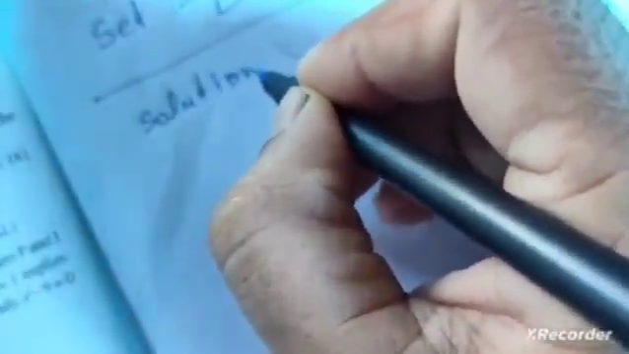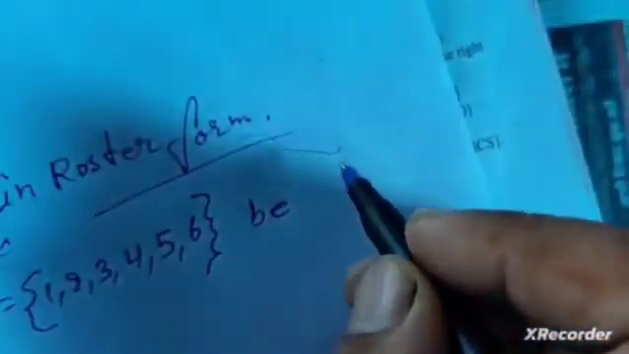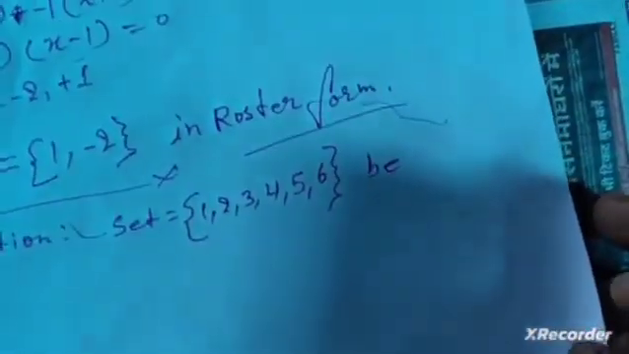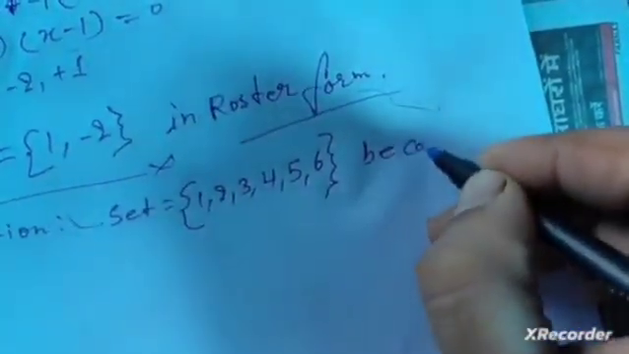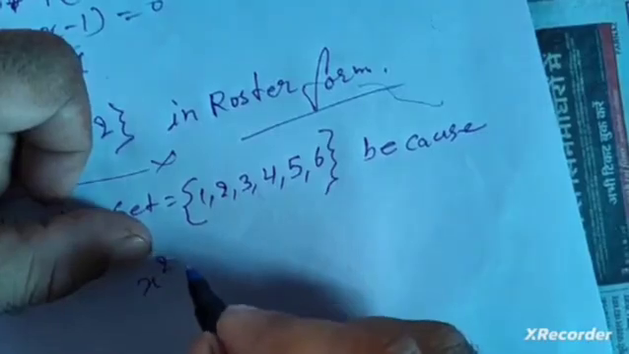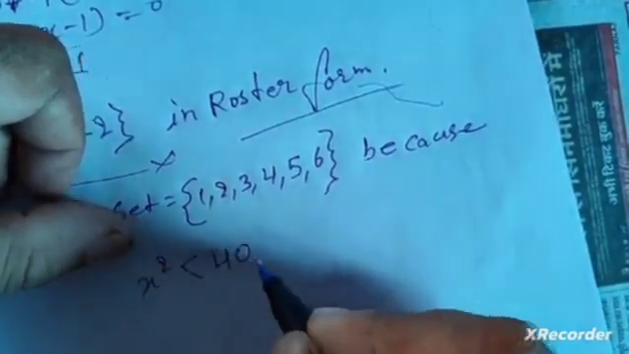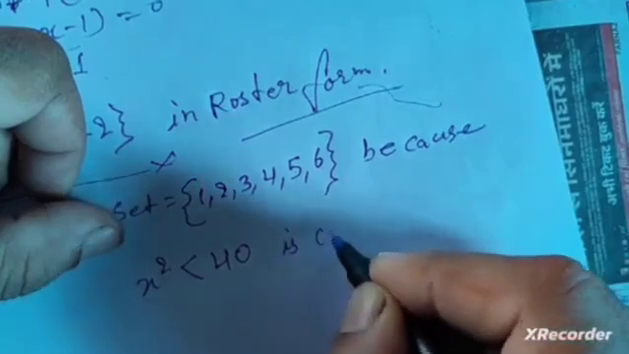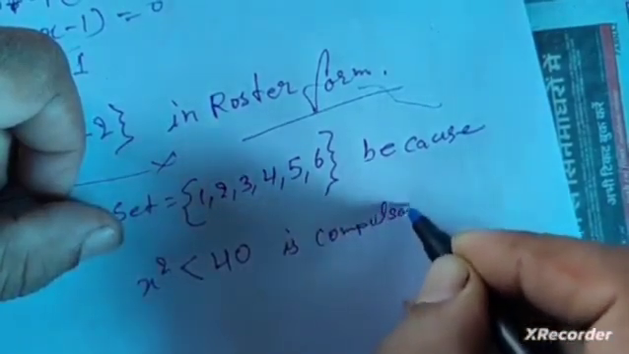The set is equal to {1, 2, 3, 4, 5, 6} only. 7 cannot be in the set, because x square less than 40 is compulsory.